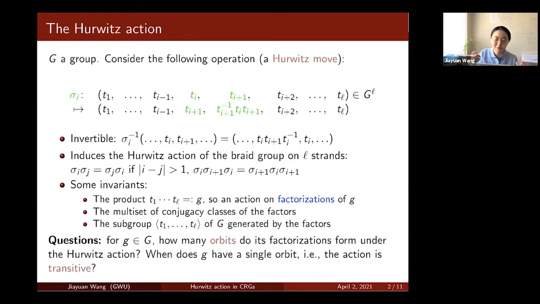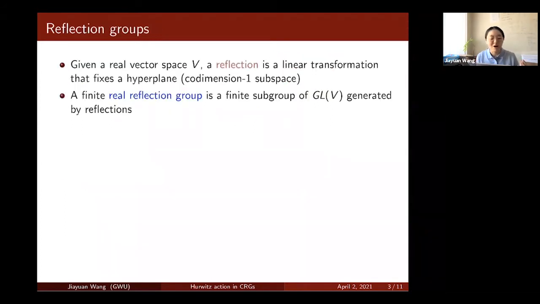Okay, so today we will consider the action when G is a reflection group. Now I will introduce what reflection groups are. Start with the real case. We have a real vector space, and a reflection is a linear transformation that fixes a codimension 1 subspace. A finite subgroup of the group of all invertible linear transformations generated by reflections is a finite real reflection group.